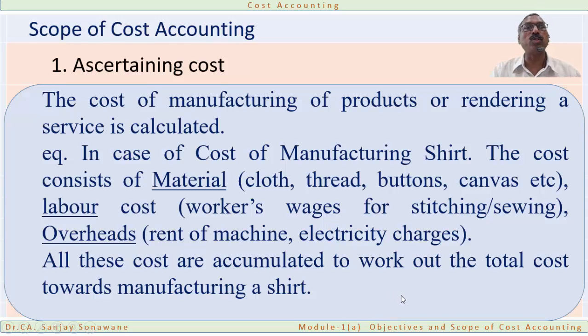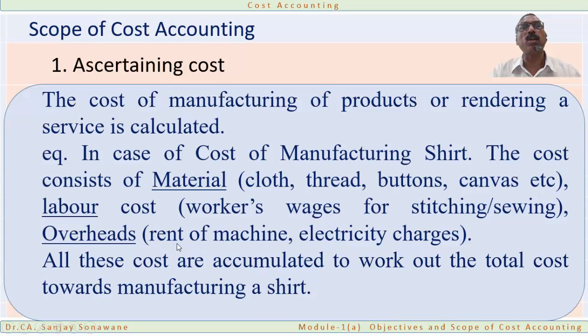Now these are the costs towards the workers' wages. Now this is not the end of the cost. Beyond this, there are certain other expenses, like, say, a rent of the machine. We require a machine for stitching a shirt. Whatever rent we pay, that is neither a material nor a labor. It is called overheads. This concept will be more clear when we study the classification of cost.